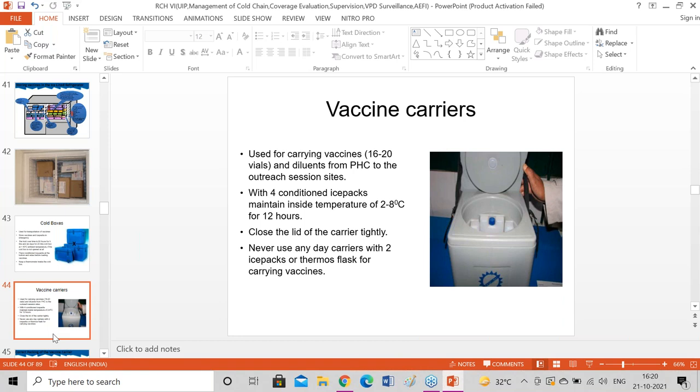We also have a vaccine carrier with 2 conditioned ice packs, but we do not use it. We do not recommend the usage of that. So we use the 4 conditioned ice pack vaccine carrier. The inside temperature is maintained at 2 to 8 degrees centigrade for 12 hours. Close the lid of the carrier tightly. Never use any day carrier with 2 ice packs or thermos flasks for carrying the vaccine because the cold chain is not properly maintained.